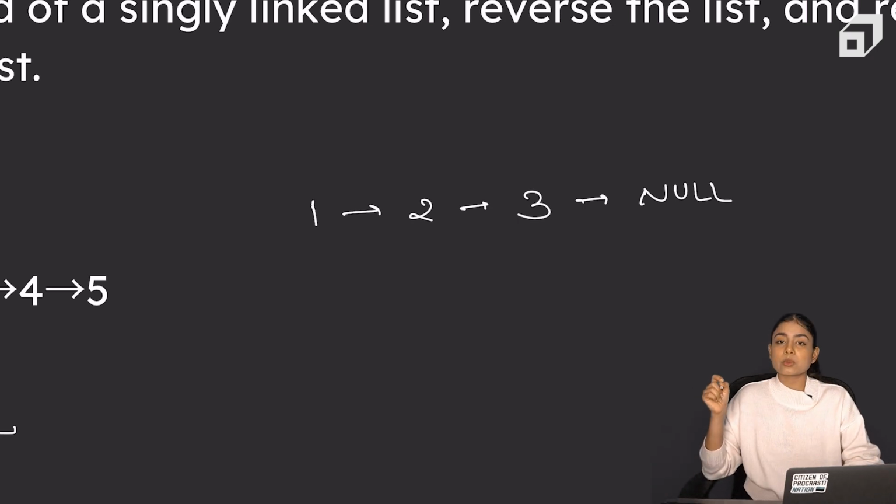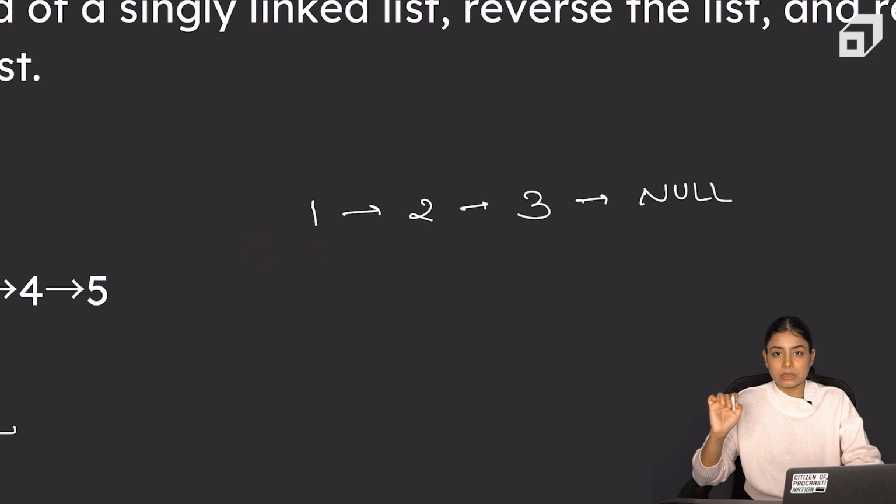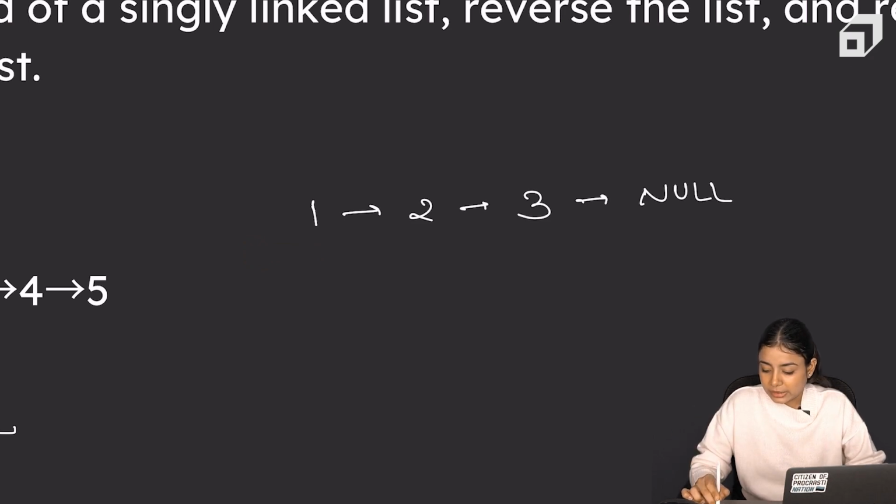Now if I am to reverse the list, that means I have to reverse the links. I have to reverse these 2 links, so that 2 points to 1 and 3 points to 2, and also 1 should point to null, right? So basically 3 links for these 3 nodes I have to reverse.